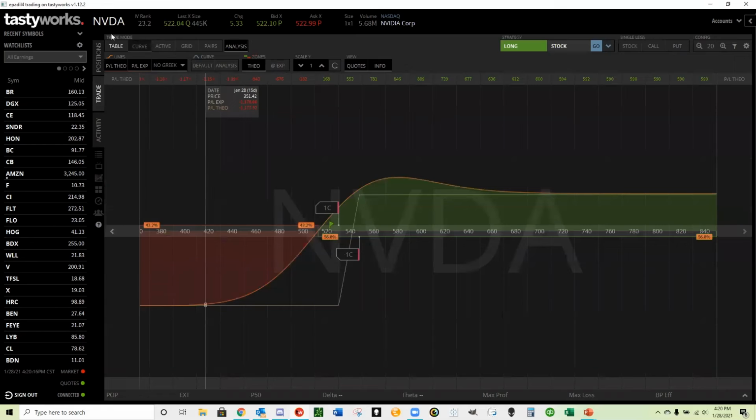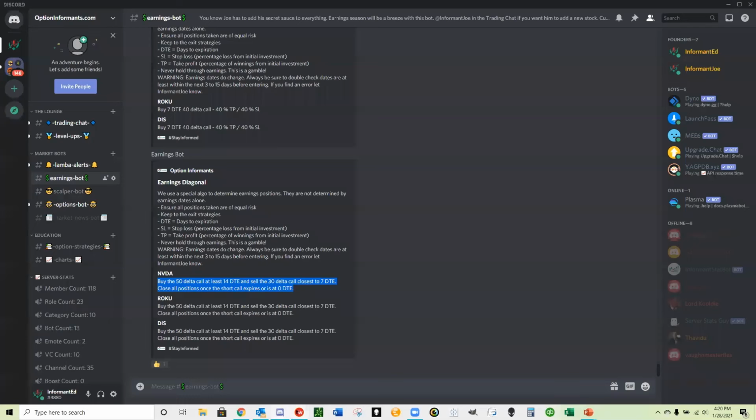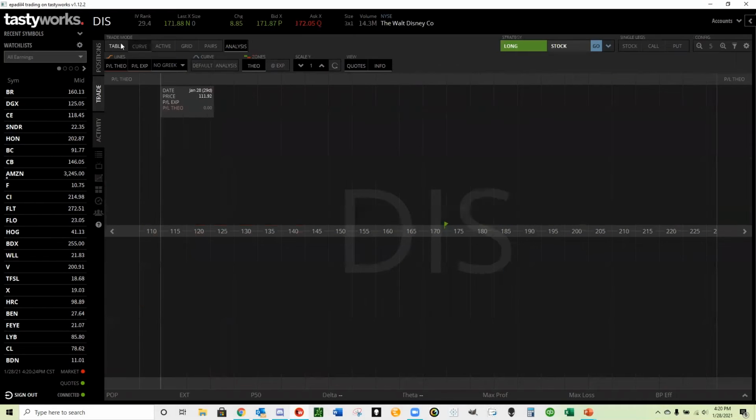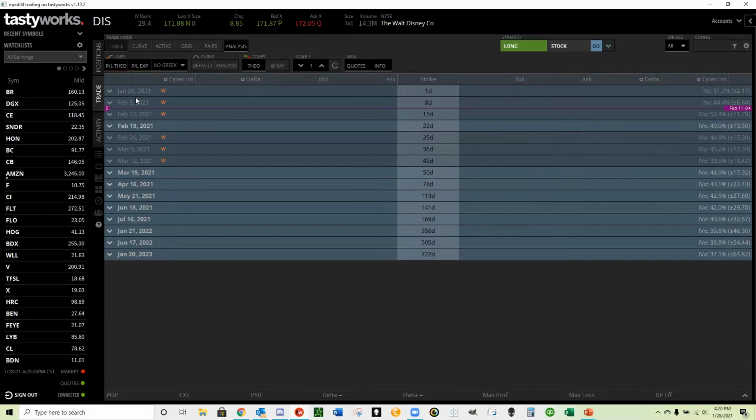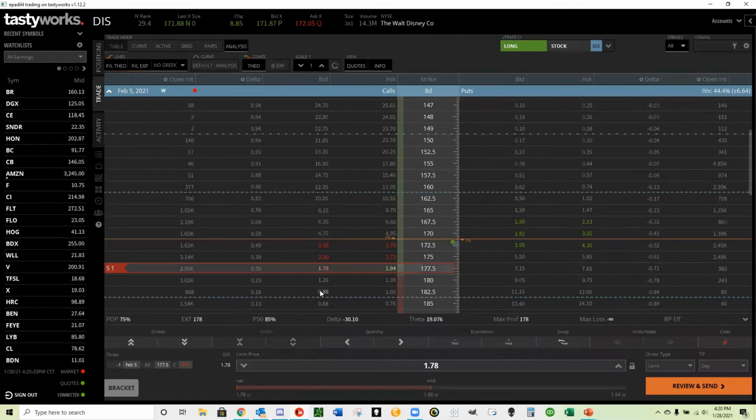So let's go through a new example real quick first. Let's do Disney. I believe Disney was on the list. So we go back to our little table. We want to sell the one that's closest to 7 days, and we're looking for the 30 delta, right? So that's right here. This is the price somebody's willing to pay you for this contract.